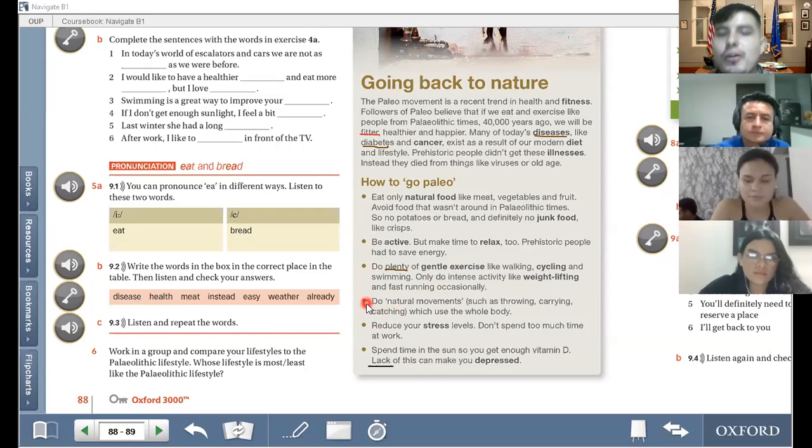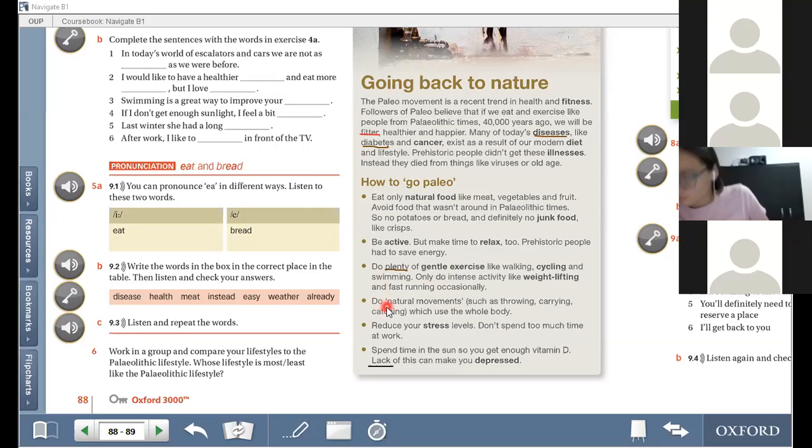Item number four. Luisa Fernanda Duran, are you there? Yes. Okay, so do natural movements such as towing, carrying, cutting, which use the whole body.